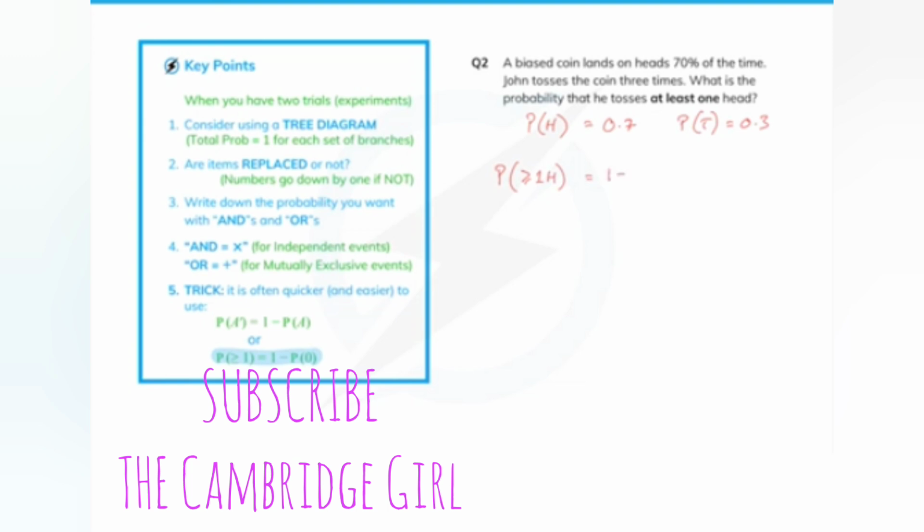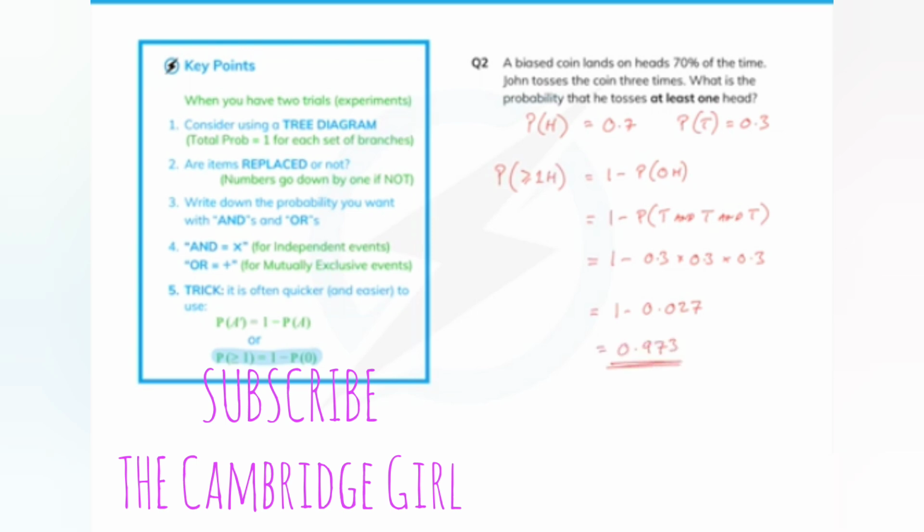It's 1 minus the probability of no heads. And so that's 1 minus the probability of tail, and tail, and tail. Now, I can just do my and or thing here. Actually, there are no ors, so it's just ands, and I get 1 minus 0.3 times 0.3 times 0.3. And if I do that, I get 1 minus 0.027, which is 0.973.